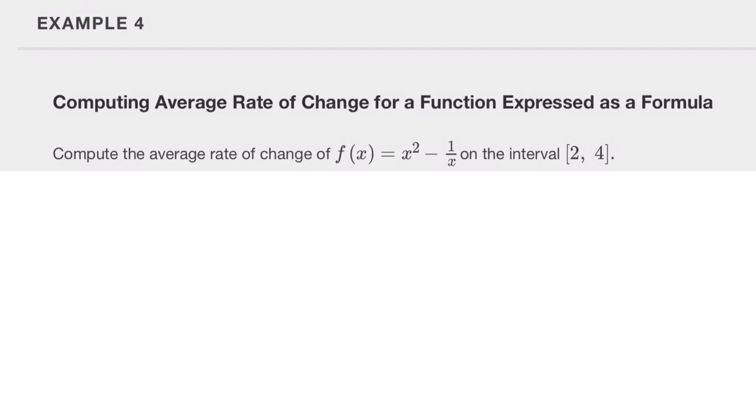Okay. Compute the average rate of change. So when x is 2, I kind of want to use my calculator.